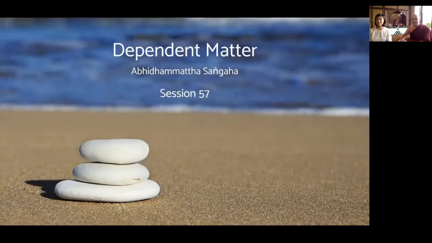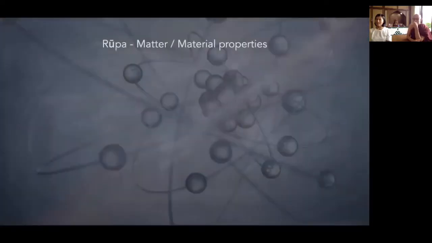Okay, so welcome, everybody. Today we are going to continue with the chapter on matter, and today we are going to focus on dependent matter. Last week we started the chapter on matter, or sometimes we may also call it material properties, and in Pali, rupa.